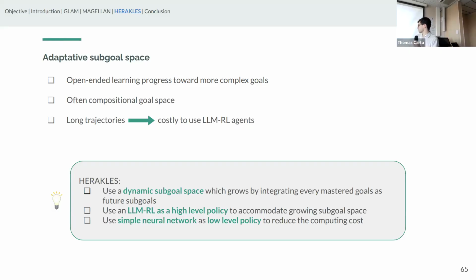In Heraclis, the main ideas are that we want to use a dynamic sub-goal space, which grows by integrating every mastered goal as a future sub-goal. So when you have mastered a goal, you put it in your sub-goal space so that you can reuse it later to tackle a more complex goal. And finally, we want to use an LLM RL agent as a high-level policy because the LLM is able to accommodate this changing space of sub-goals. And we want to use a simple neural network as a low-level policy to avoid excessive costs.